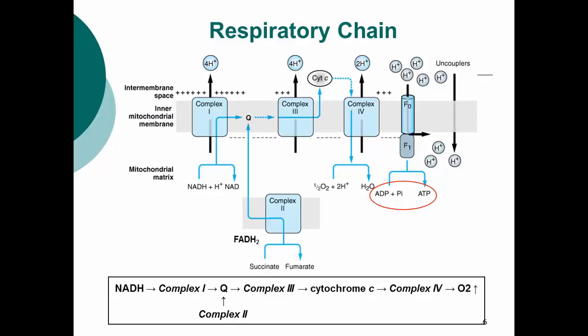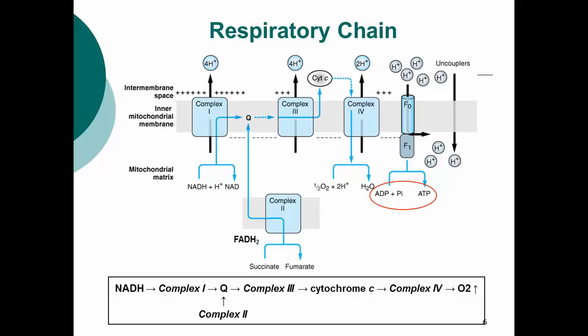So here's a diagram that I think will give a better idea. First of all, you can see the location of complexes 1, 3, and 4 in the inner mitochondrial membrane, right? And complex 2 is localized in the mitochondrial matrix. So this is probably the reason why these 3 complexes can serve as proton pumps, because they span the membrane, so they can pump protons out across the inner mitochondrial membrane and generate the proton gradient.